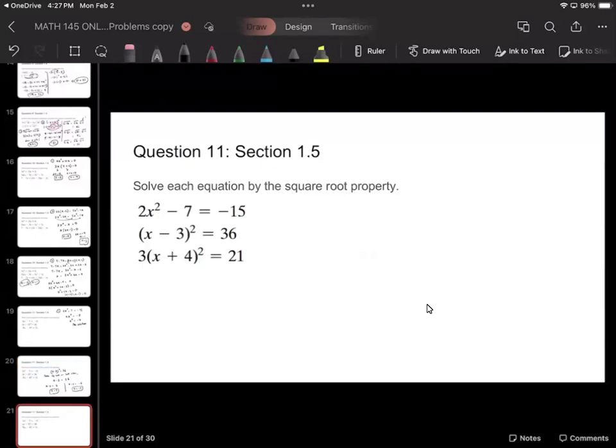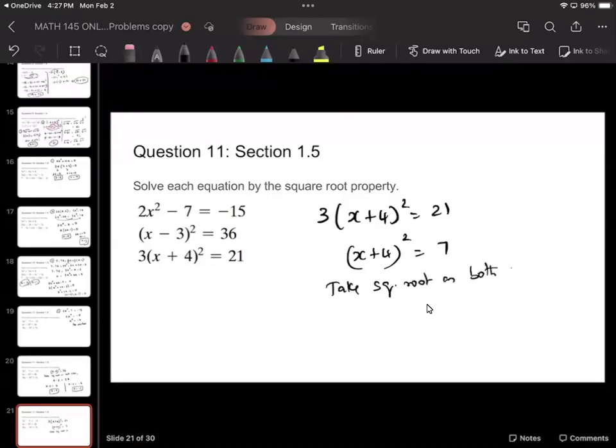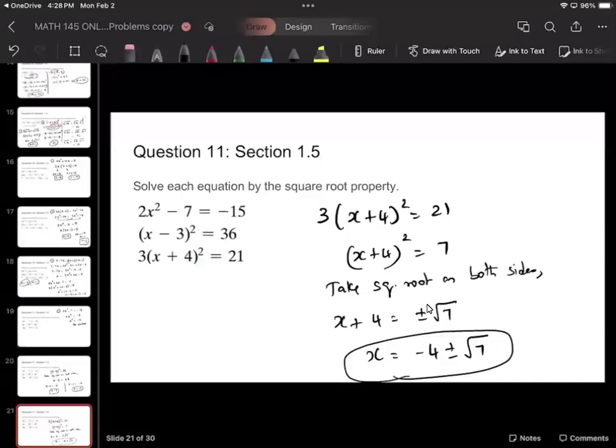In the third problem, the first thing I want to do to both sides is divide by 3. So when I divide by 3, I get this. 21 divided by 3 is 7. Then I take square root on both sides. So then I have x plus 4 is plus or minus root 7. So I move the 4 to the other side. My answer is negative 4 plus or minus root 7 are the two values of x. You can leave it like that.